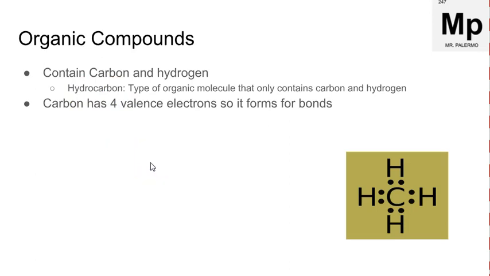Carbon is unique. It has 4 valence electrons, and so it forms 4 bonds to get a full valence shell, as in the example here for methane, CH4.